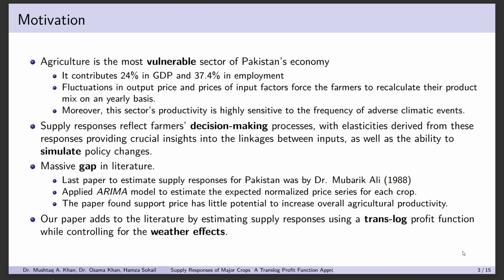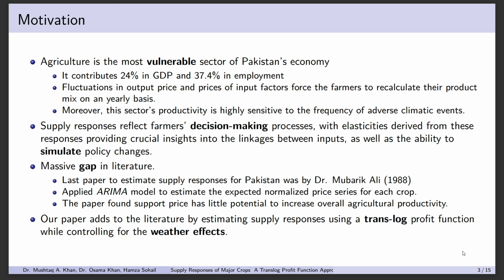So, talking about the motivation for this study, there are two basic motivations. One is that we all know that agriculture is a very vulnerable sector in Pakistan's economy, and fluctuation in input-output prices force the farmers to recalculate their product mix on a yearly basis. Furthermore, we all know that the production in this sector is highly sensitive to adverse climatic events.